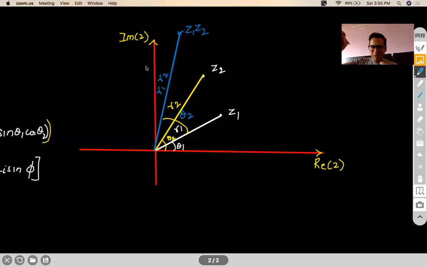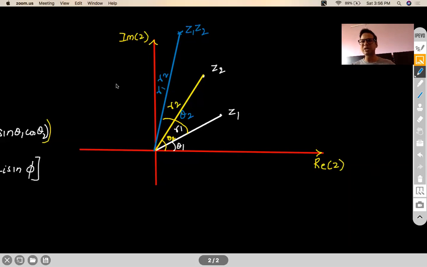So in short, what are you doing? Take Z1, rotate it by how much? θ2, correct? θ2 is the argument of Z2. And scale it up or down, that depends upon R2, so scale it by a factor of R2. Are you getting my point? Whatever point you get will be your Z1 into Z2.